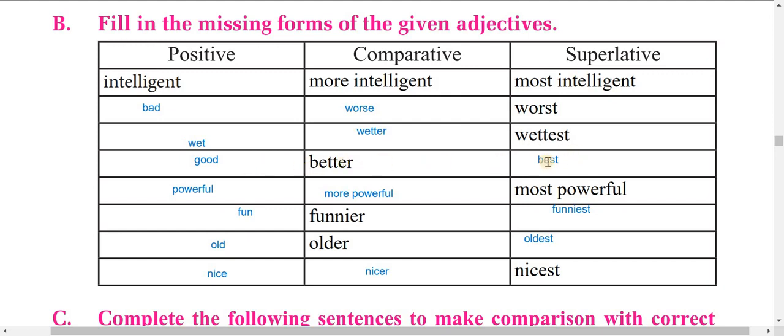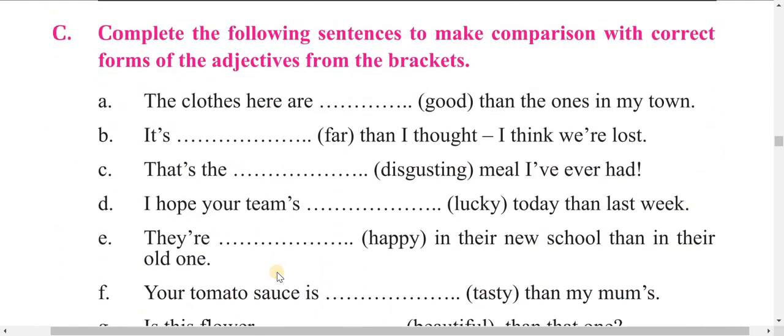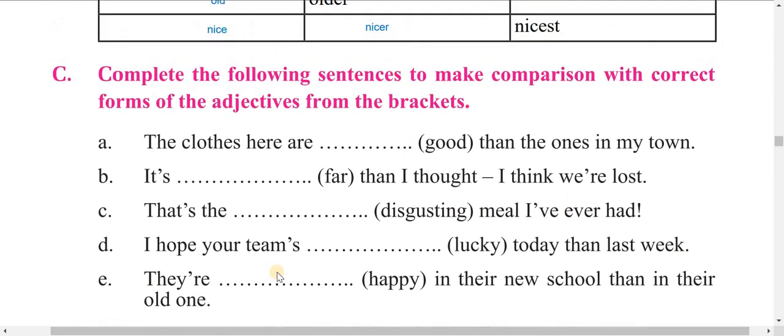Now G, good, better, best is very easy one. Good, better, and best. Powerful, more powerful, most powerful. Fun, funnier, funniest. Old, older, oldest. Nice, nicer, nicest. Very easy, dear students. I think you know. Now let's do this. Very interesting. Complete the following sentences to make comparison with correct forms of the adjectives from the brackets. So here the clothes are better than the ones in my town.